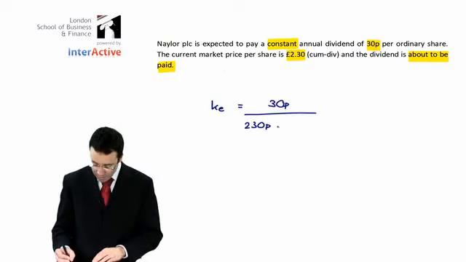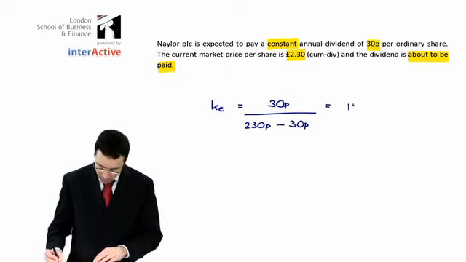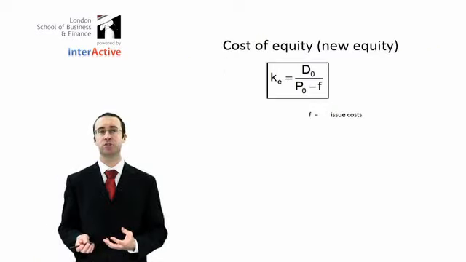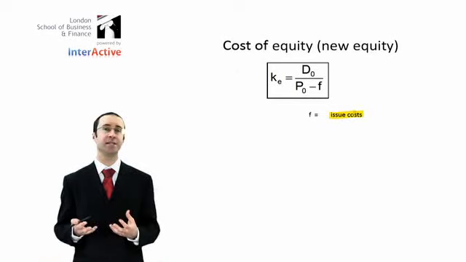To calculate your cost of equity, you take your dividend of 30 pence and divide it by your ex-div price. Well, we've got the cum div price at £2.30, so 230 pence. If we strip out the dividend that's about to be paid to get to our ex-div price, we can work out that your cost of equity works out at 15%. Nice and simple.